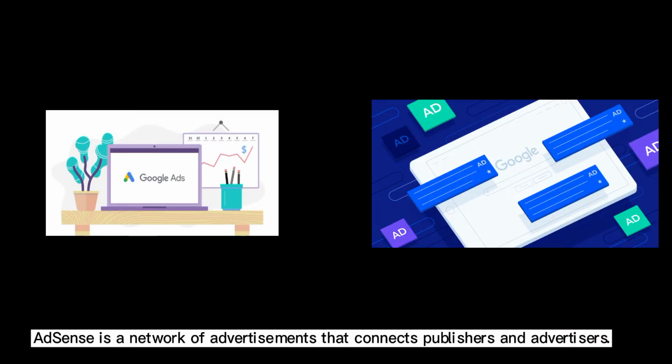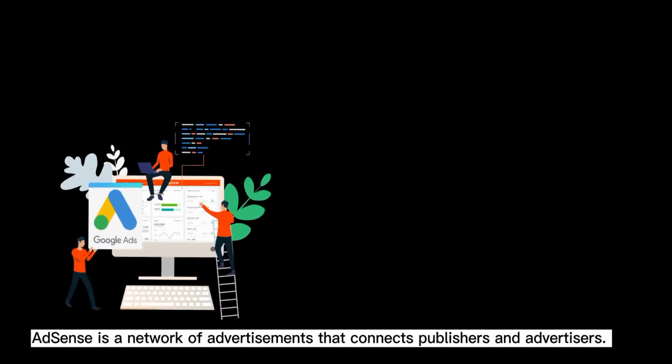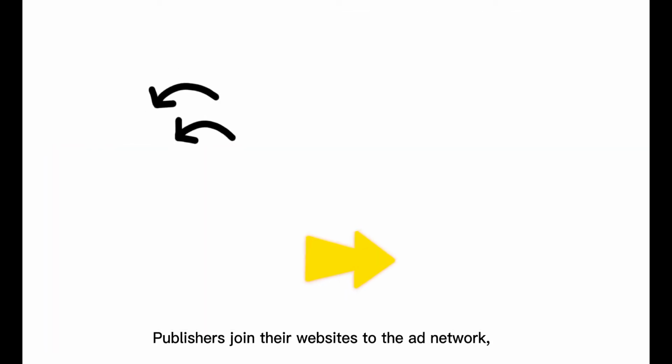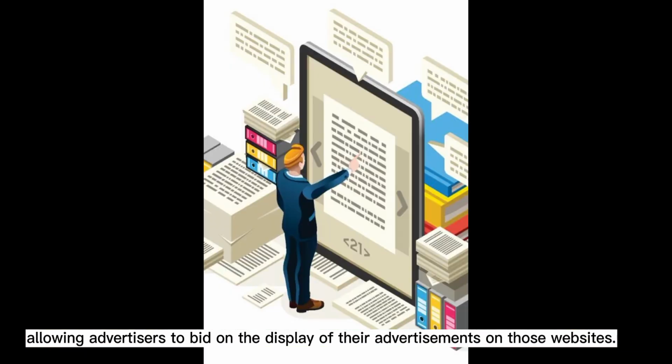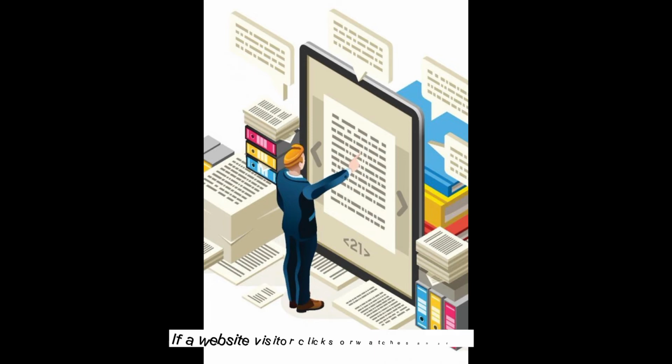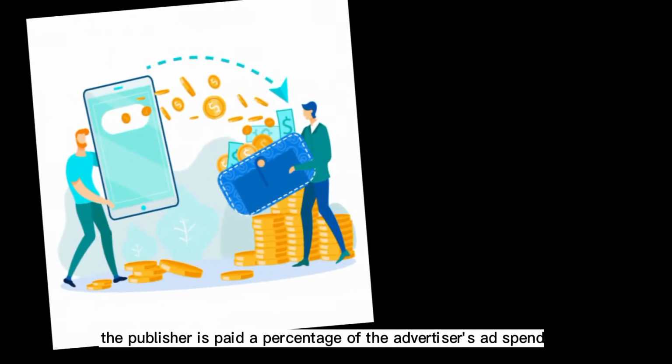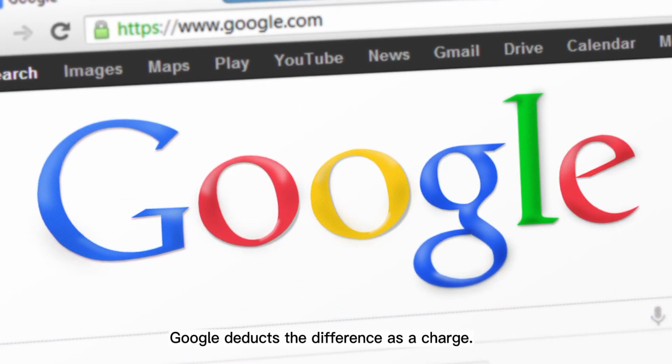AdSense is a network of advertisements that connects publishers and advertisers. Publishers join their websites to the ad network, allowing advertisers to bid on the display of their advertisements on those websites. If a website visitor clicks or watches an ad, the publisher is paid a percentage of the advertiser's ad spend. Google deducts the difference as a charge.